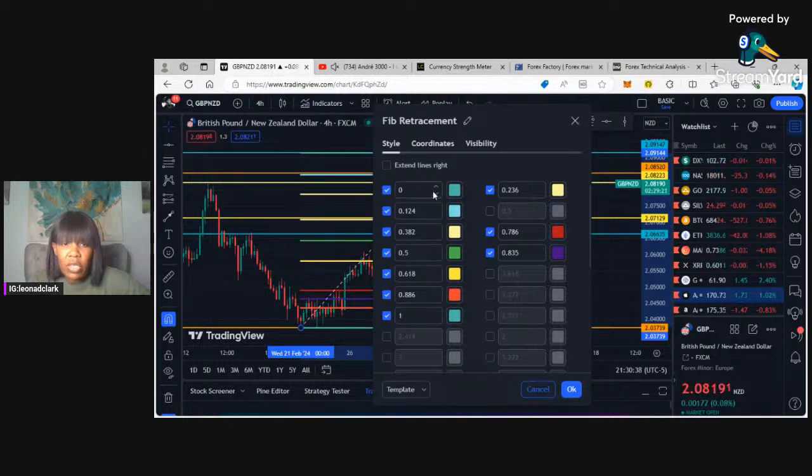So make sure you have each number on the left column and then on the right column. And you know which ones are checked and which ones you need to uncheck. Okay?